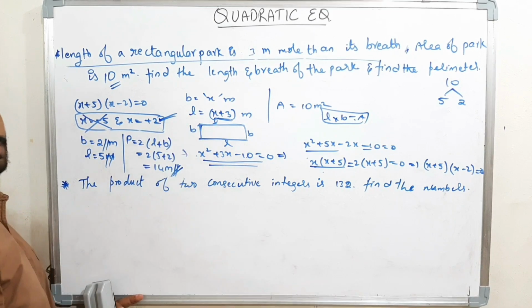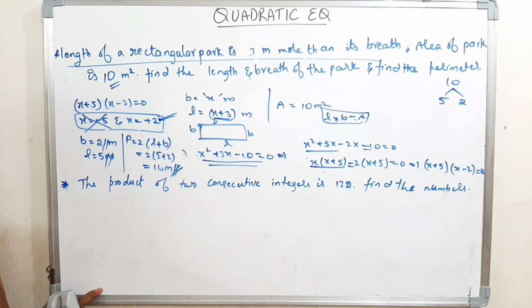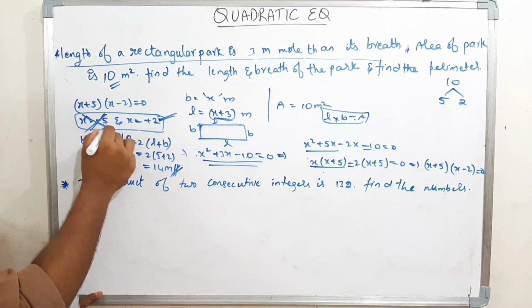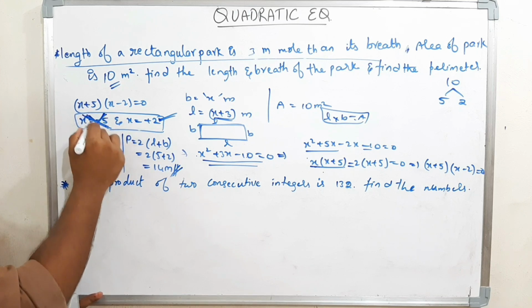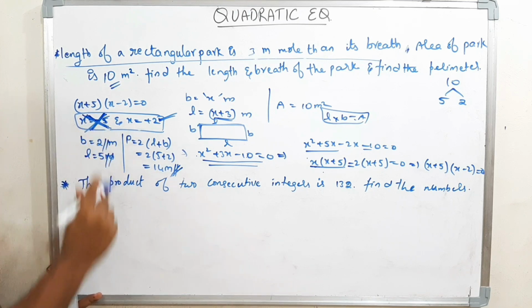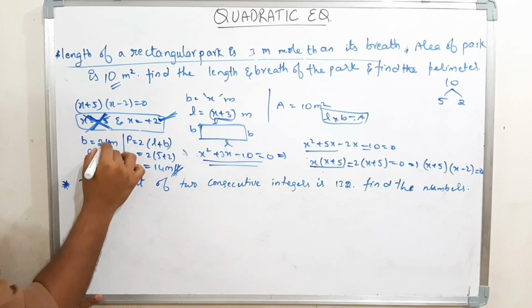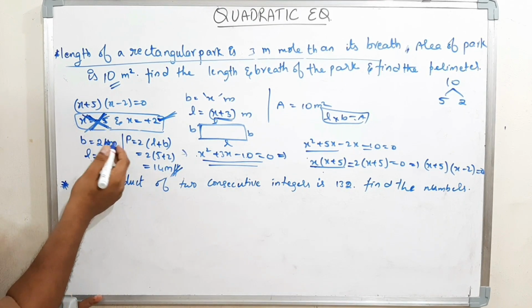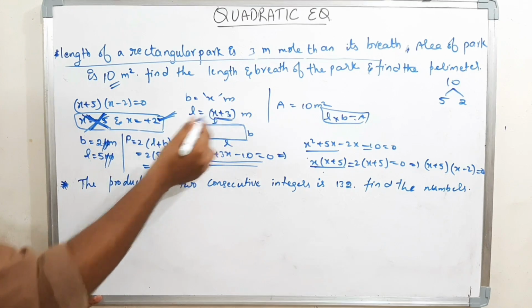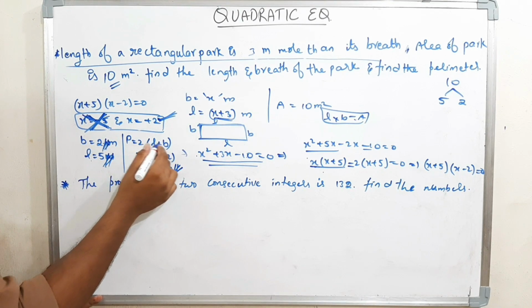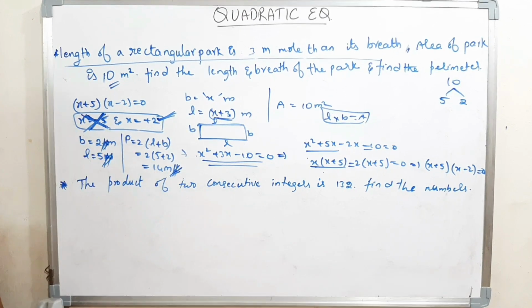I got the roots. Once I got the roots, the length and breadth can't be negative values. Therefore, I can't take minus 5. Therefore, taking it as 2. This is the right value. Therefore, breadth is 2 and length is 3 more than breadth. Therefore, 2 plus 3 is nothing but 5. Perimeter is 2 into (L plus B), that is 14 meters.